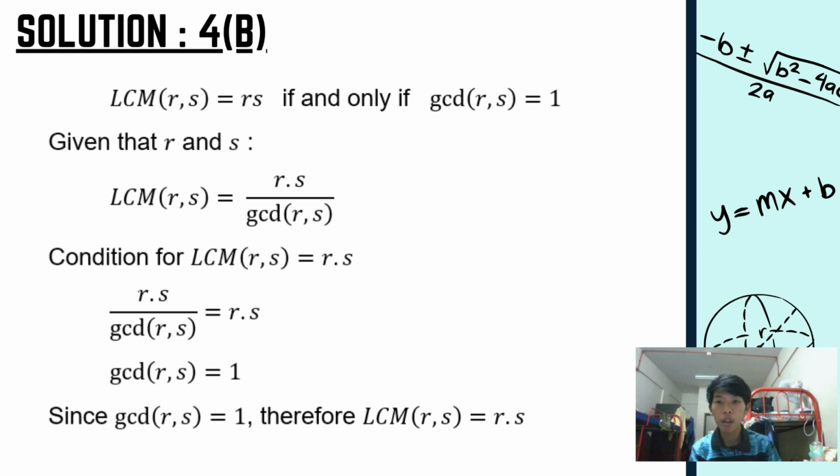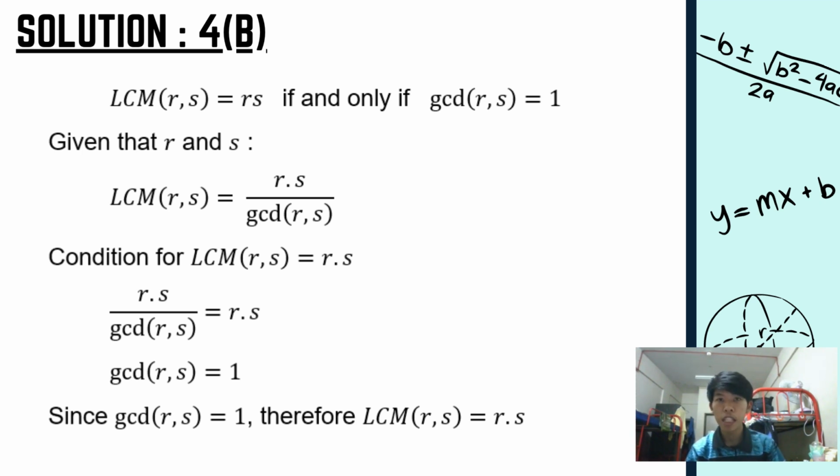The LCM of R and S is given by LCM of R and S equals R dot S over GCD of R and S. For LCM of R and S to be equal to R dot S, the denominator GCD of R and S must be 1. So, from the equation, we have to prove that GCD of R and S is equal to 1.